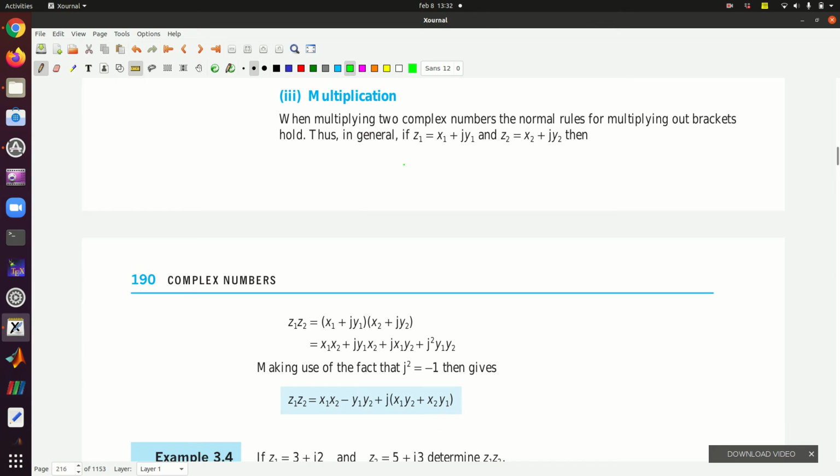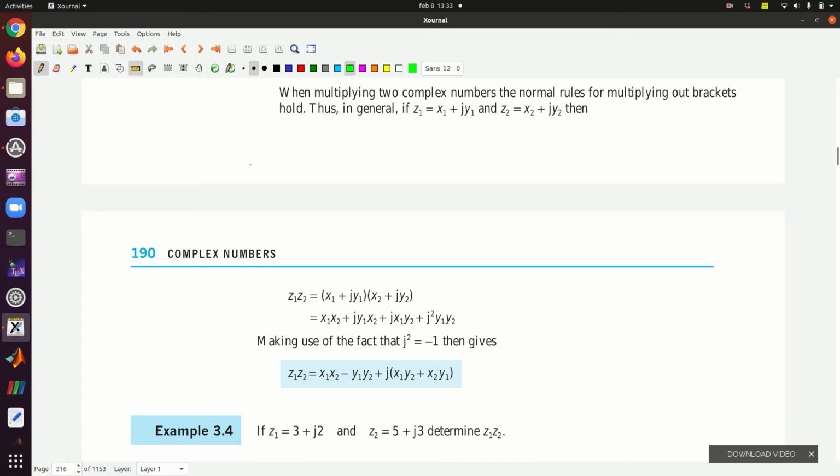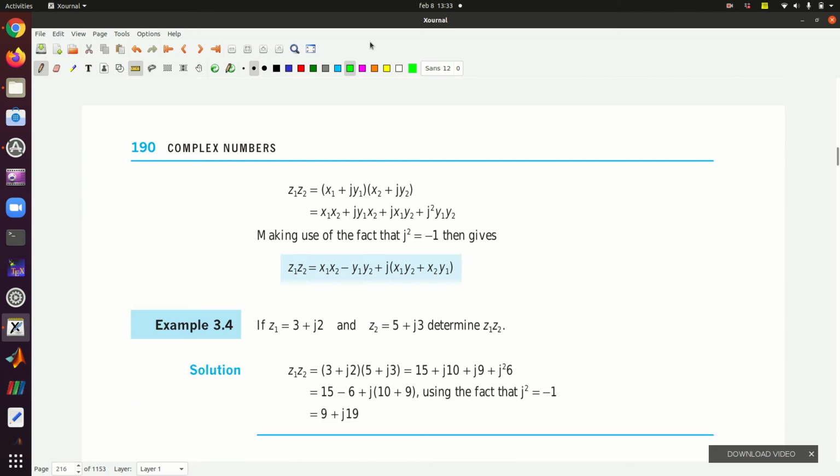And then when multiplying two complex numbers, the normal rules for multiplying out brackets hold. Okay, for instance, if we have z1 as that and z2 as that, then if we are to multiply them out, z1 times z2 is simply that, and then you just open out the brackets. This multiplied with that, then this multiplied with that, and then this multiplied with that, and then this multiplied with that. Okay, that is all we do here.